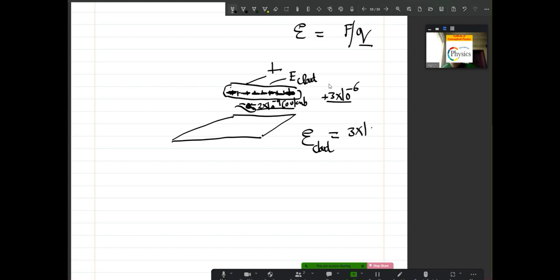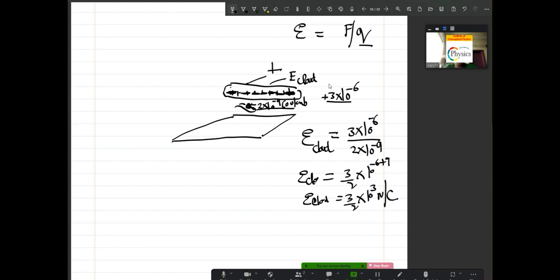3 into 10 raised to power -6 is the force which the charge of 2 into 10 raised to power -9 is experiencing. It's minus here. So this is 3 by 2 into 10 raised to power minus 6 plus 9. So the electric field of the cloud is equal to 3 by 2 into 10 raised to power 3 Newton per coulomb. So we have come to know something about the cloud.